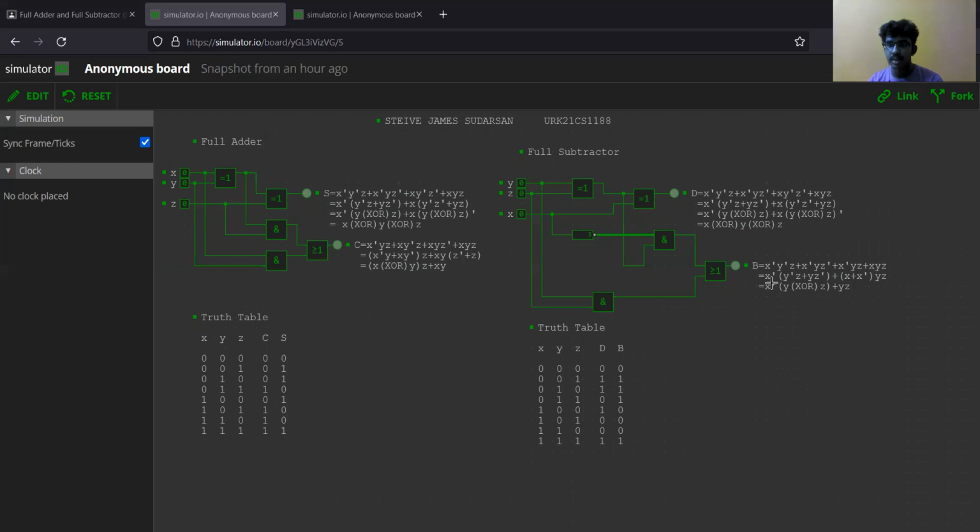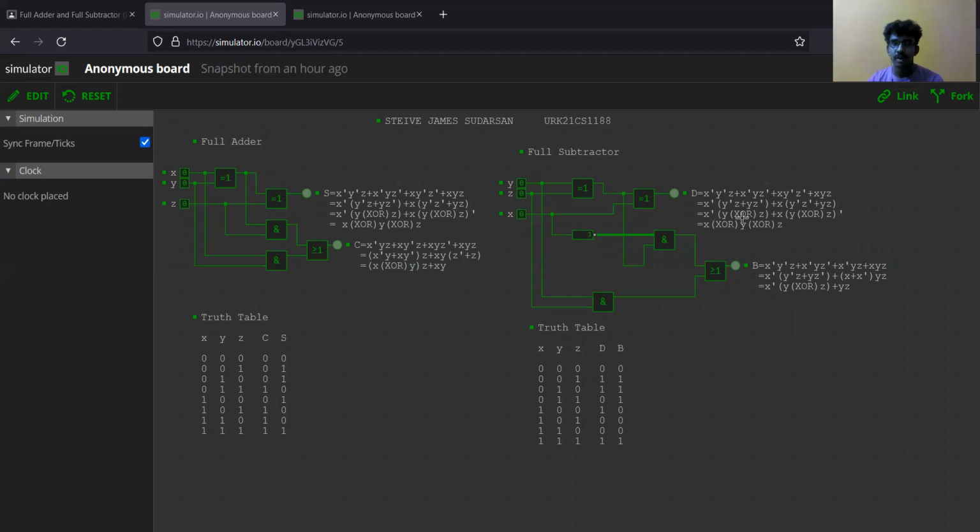Now we are taking X bar as common, and we are getting Y bar Z plus Y Z bar, which is nothing but Y XOR Z. Hence we are getting X bar into Y XOR Z. In the same way, in the second set of the equation, we take Y and Z as common. Hence we get X plus X complement, which is nothing but 1, which returns the same value of Y and Z. So we get the formula for borrow as X complement times Y XOR Z plus Y Z.